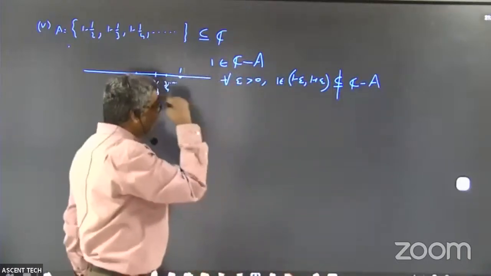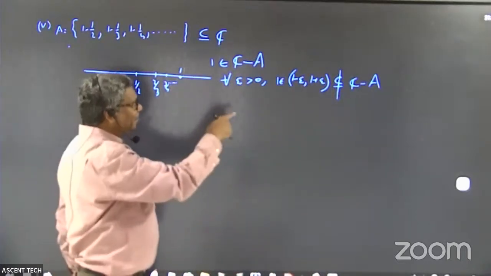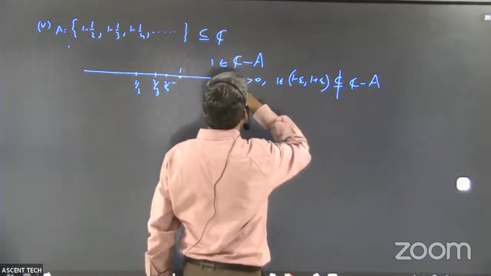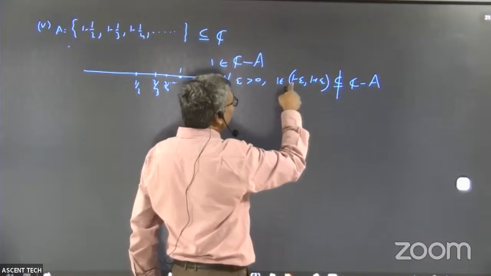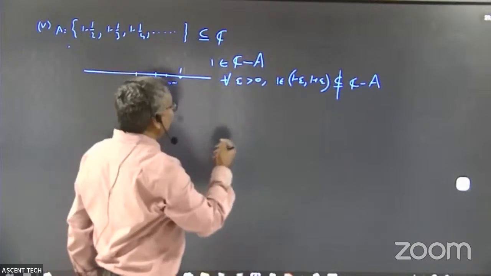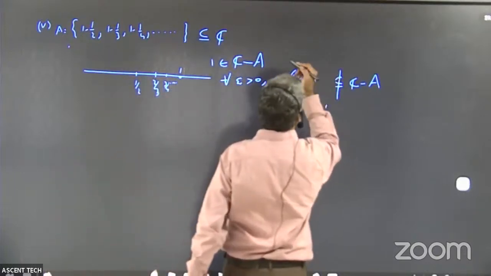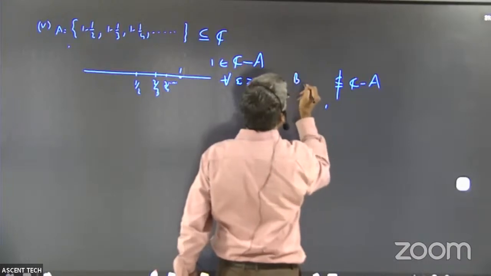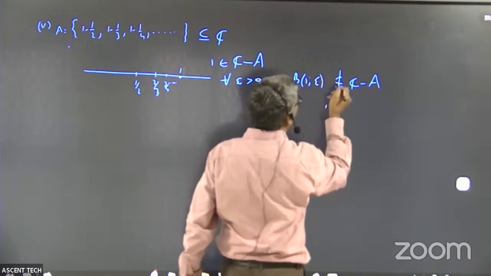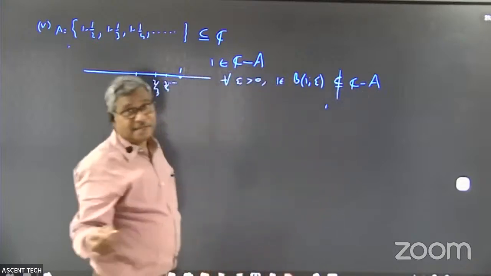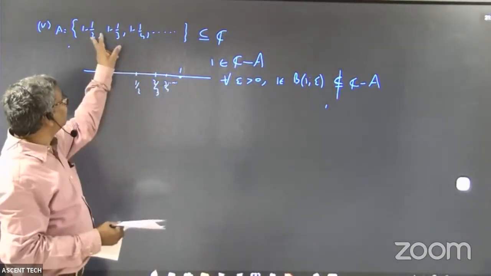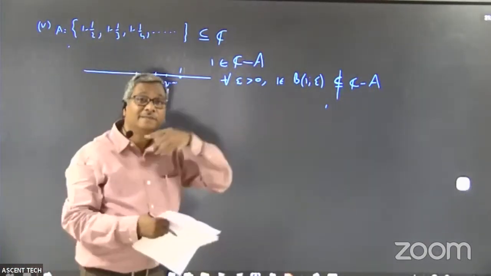Whatever epsilon I take, if C minus A has to be open, I should be able to choose one epsilon greater than 0 so that 1 minus epsilon to 1 plus epsilon is contained in C minus A. I'm sorry, we're talking in the complex plane. In the complex plane, I will use the ball B(1, epsilon), and that's not going to be contained in C minus A, because in that ball a whole lot of points of A are sneaking in.